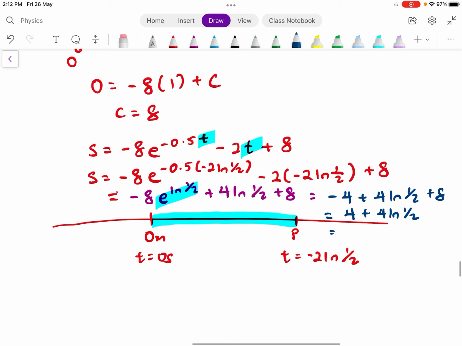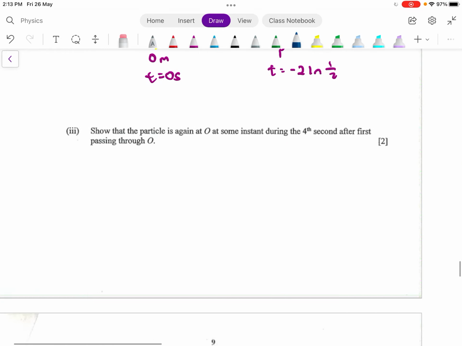Then just put in your calculator. I assume they don't want the exact form. If they want the exact form, they must say, find in exact form. Since they never say, I just put it in 3 significant figures, which is 1.23 meter. So from O all the way to P is roughly 1.23 meter. Now after solving this question, let's move on to the next one.